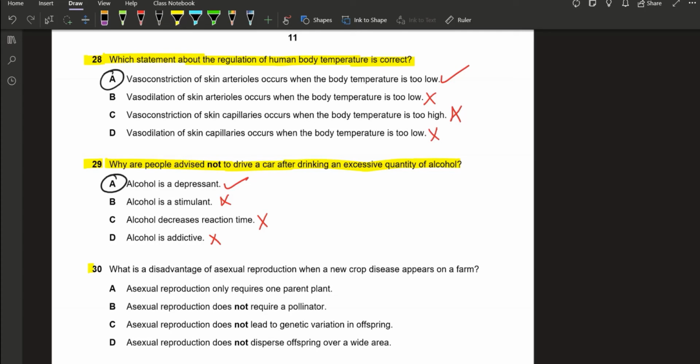Question number 30. What is a disadvantage of asexual reproduction when a new crop disease appears on a farm? Option A says asexual reproduction only requires one parent plant, which is wrong. Option B. Asexual reproduction does not require a pollinator, which is also wrong. Option C says asexual reproduction does not lead to genetic variation of offspring, which is correct. Option D says asexual reproduction does not disperse offspring over a wide area, which is wrong. So the correct option would be option C.